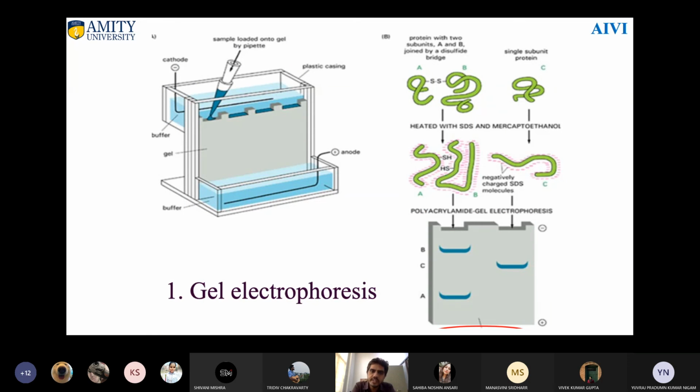As I mentioned, it is similar to the case of your Northern and Southern blotting. In that case also, you first perform gel electrophoresis. Here also you are performing gel electrophoresis, but the gel is going to be a different type. In the previous case we were talking about the agarose gel, but here the gel is going to be polyacrylamide.